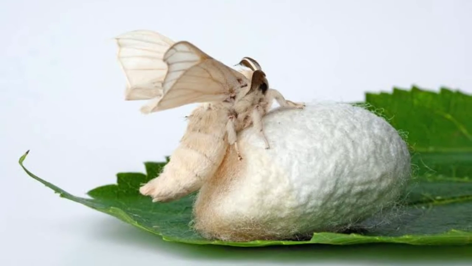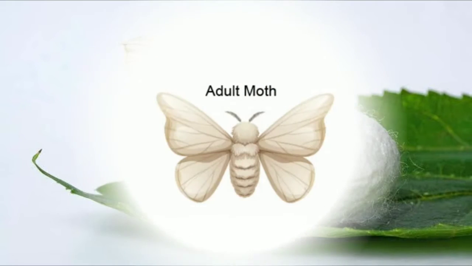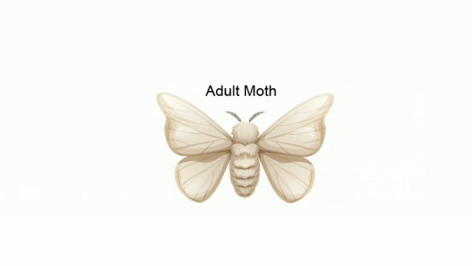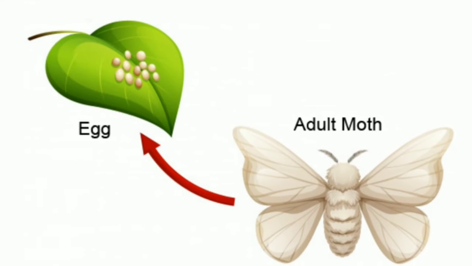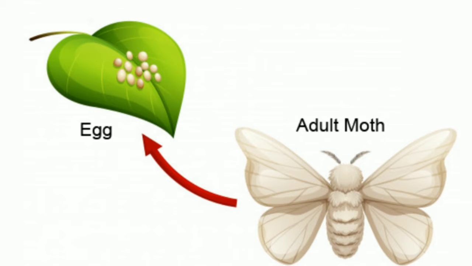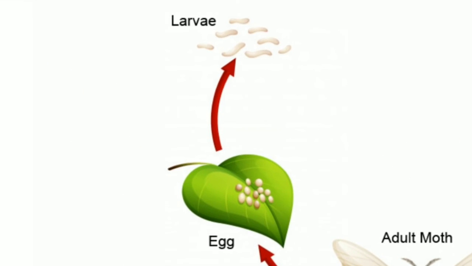Let's see the life cycle of silk moth. The life cycle of silk moth starts when a female silk moth lays eggs. These eggs are generally large in number, as a single silk moth can lay about 100 eggs at a time. The caterpillar or larvae are hatched from the eggs of the silk moth.